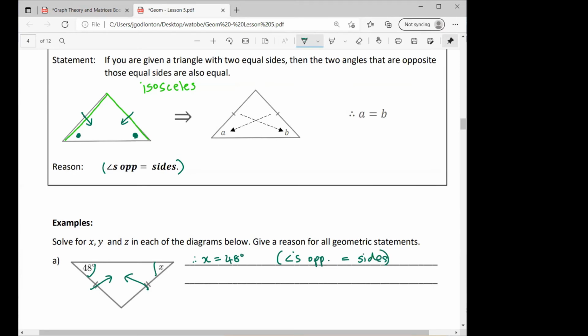It's as easy as that. So just the most important thing with this rule is that you're making sure the right two angles are equal to each other.